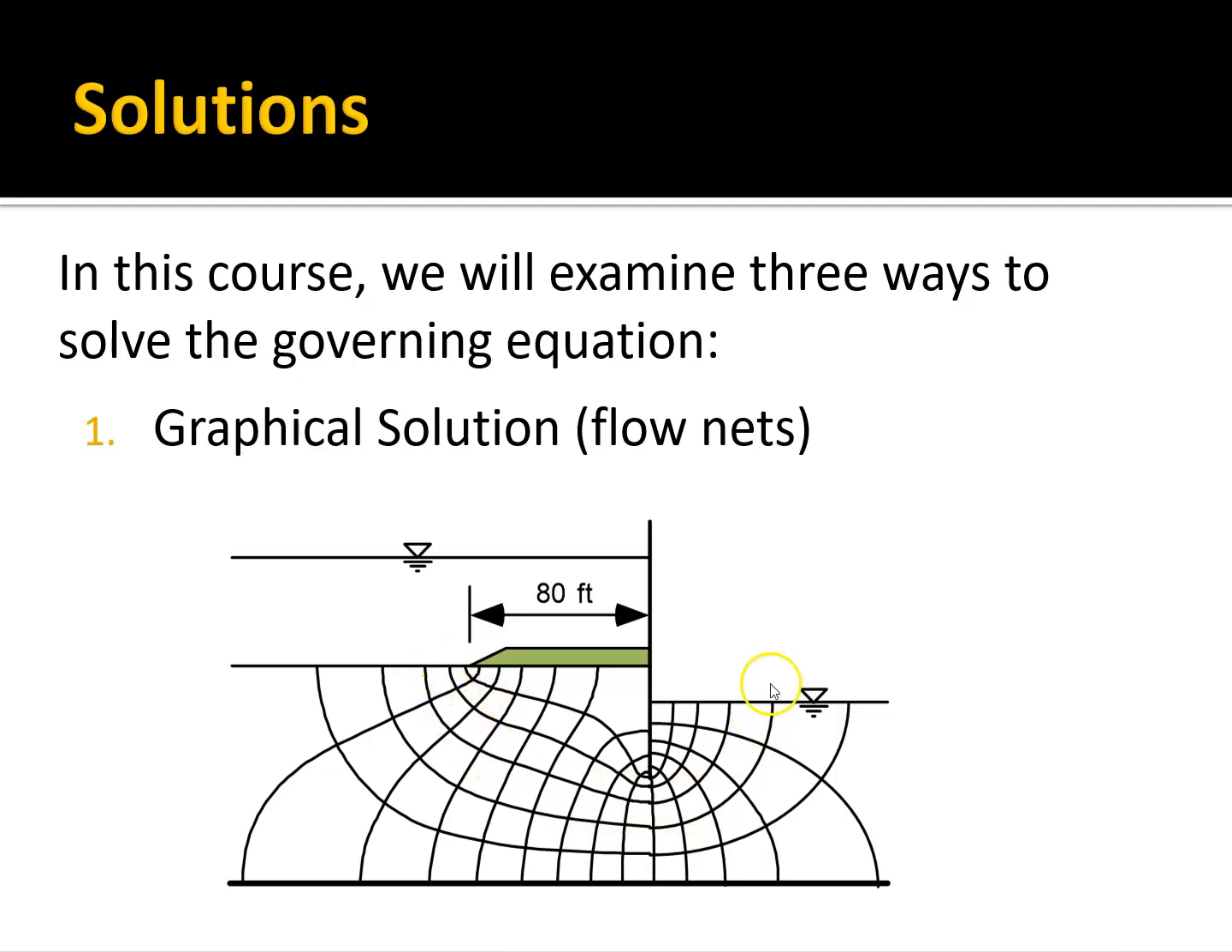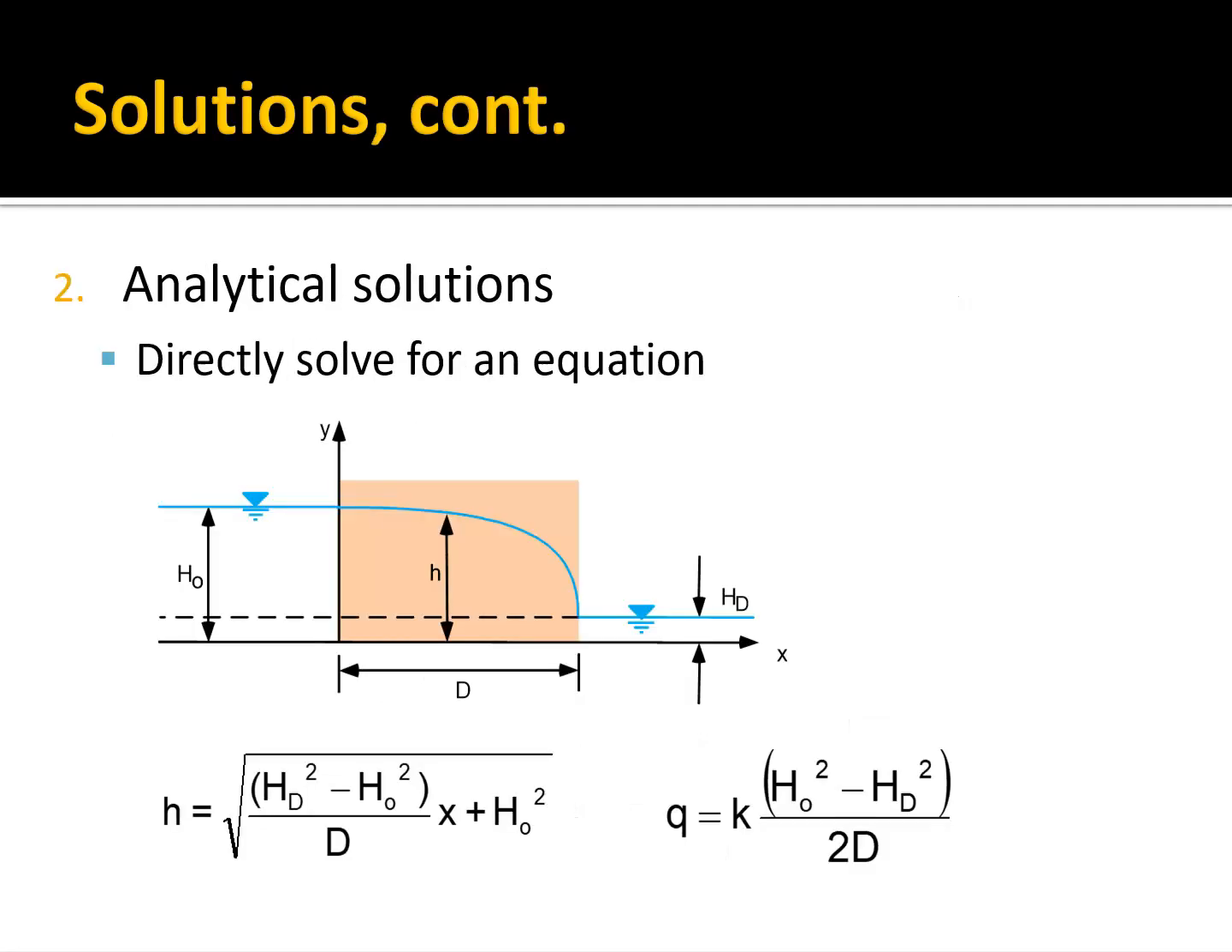These lines in the direction of flow are called flow lines. These other lines perpendicular to that are contours of head. There are some simple rules we can use to govern how we draw these, and if we follow those rules, then it ends up representing a solution to the governing equation. These were used a lot before computers were as powerful and effective as they are now, but it's still really useful and important to understand how flow nets work. And so we'll spend a day talking about that.